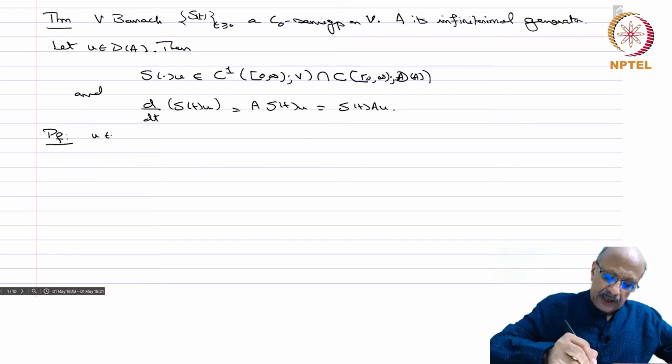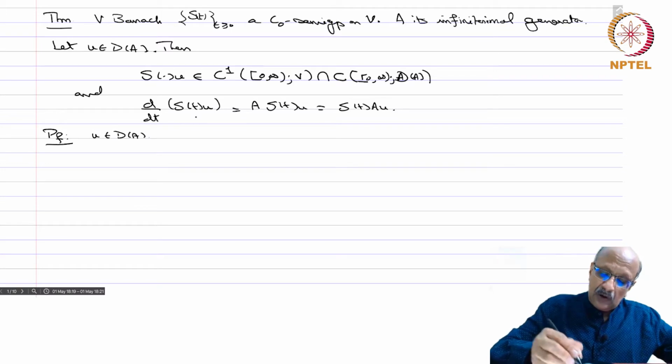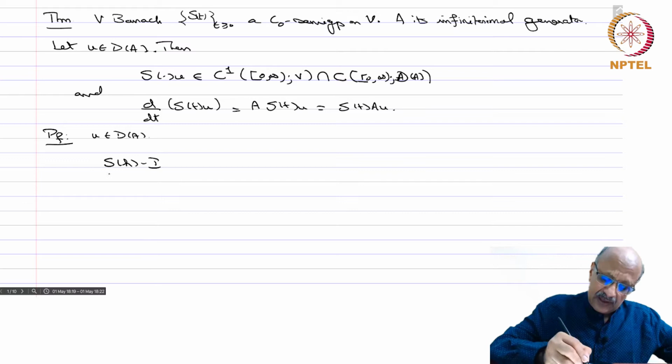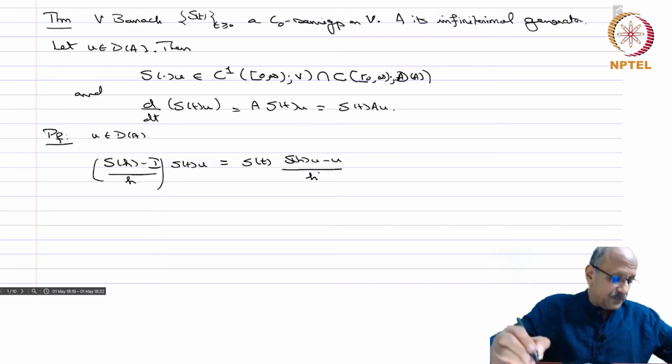So, proof: u belongs to D(A). So, we want to show that S(t)u belongs to D(A), because that is part of the statement, and then, because we also have it in the statement of the theorem, A of S(t)u, etc. And therefore, we compute (S(h) minus I)/h acting on S(t)u, to see if this limit exists. Okay. So, this is nothing but S(t) of (S(h)u minus u)/h.